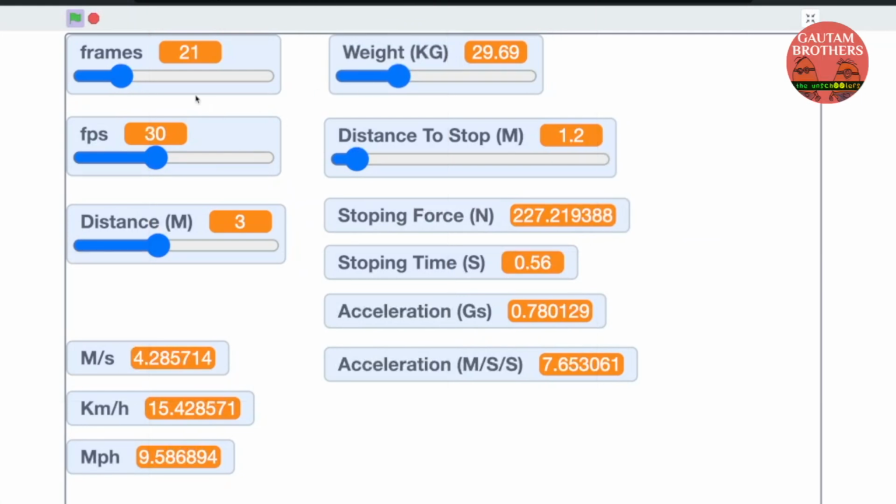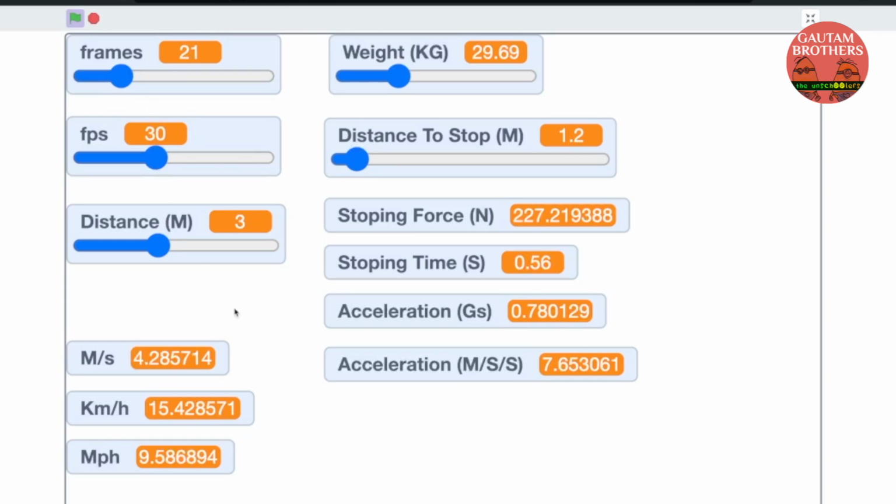So Daddy, today we've made a speed cum acceleration or deceleration calculator in Scratch. In the inputs you have to specify these three values. The first value is frames. Let's say you want to find out how fast you run or throw a tennis ball.